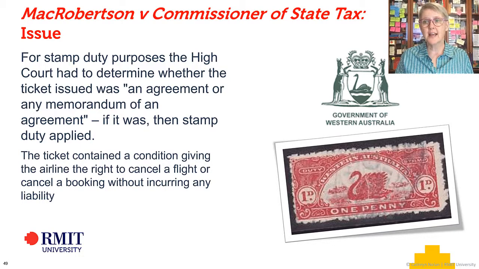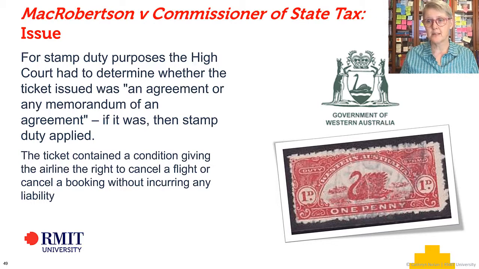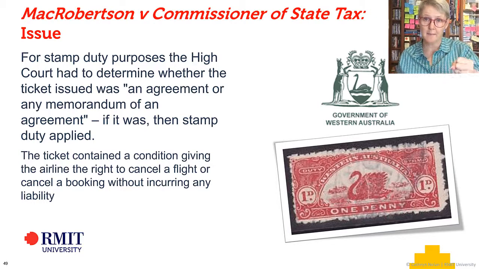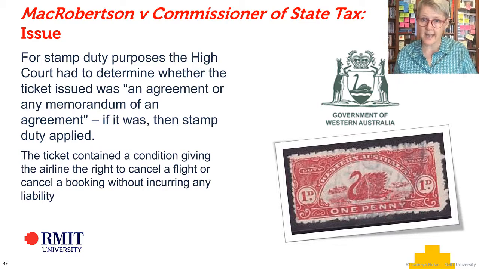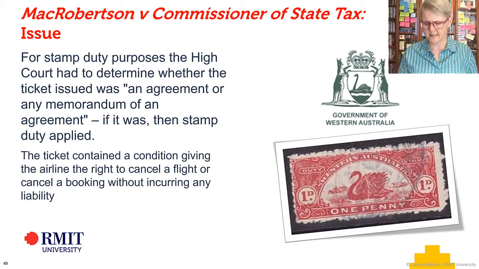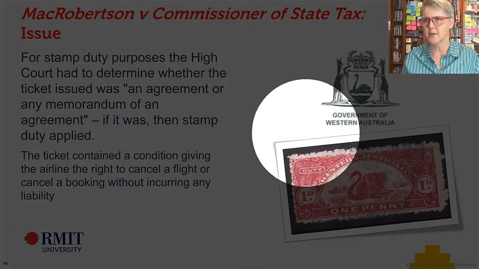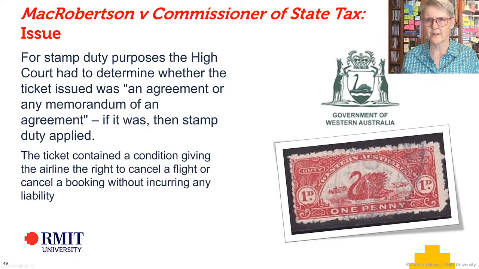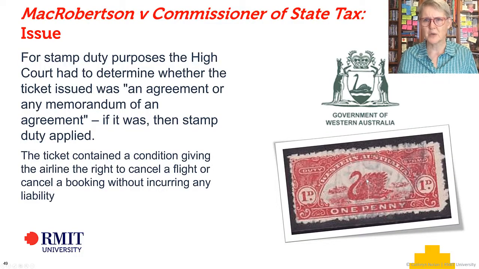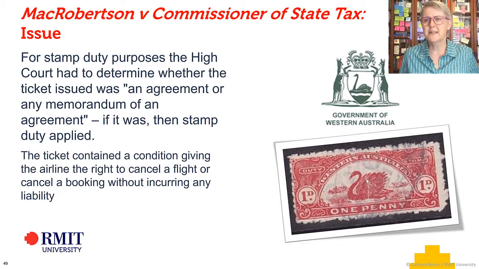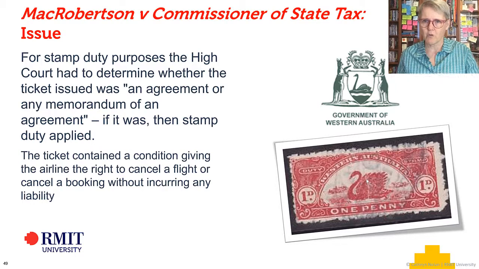So the tax in question is called stamp duty. It's called stamp duty because it is literally stamped. Payment of the duty is stamped onto the document. This is a 1975 case, so the example that I have put on the screen here is clearly significantly older than that. Australia went to decimal currency in 1966. But it's just to give you an example of the old-fashioned way.